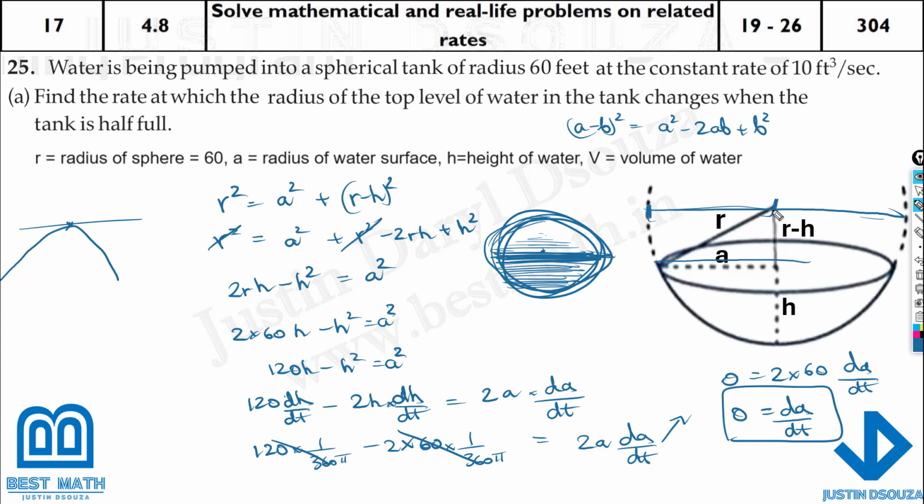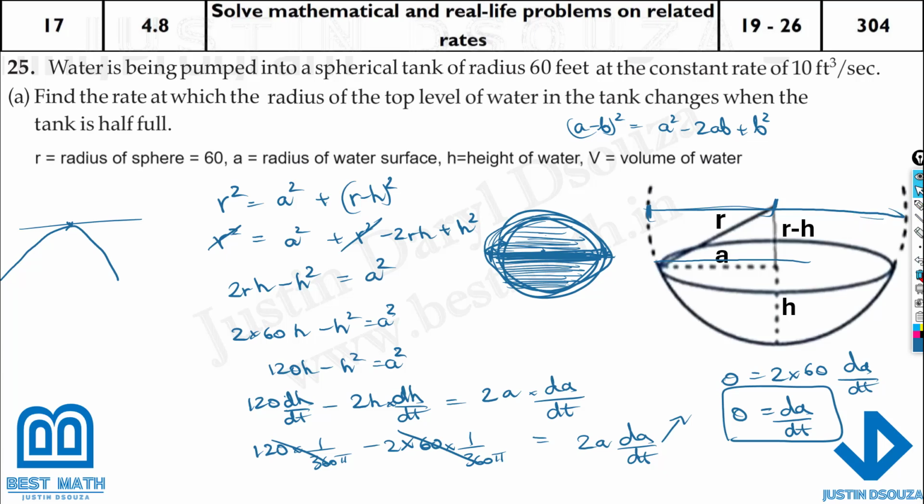That is why they have told half full. At half full, it doesn't change. The rate of change of the surface of the water with respect to time must be 0, because just after this instant, when the height is 61, it starts reducing. The rate of change of the radius starts reducing, because it is getting smaller and smaller. Only at half, it's the maximum, and therefore the derivative is 0. So this is the way we solve the first problem.